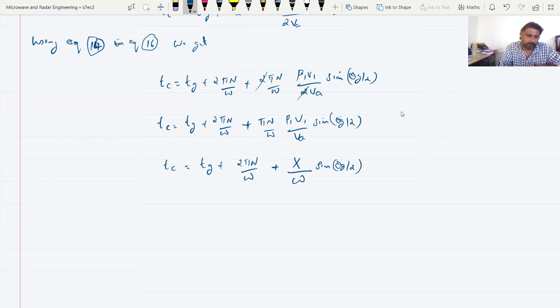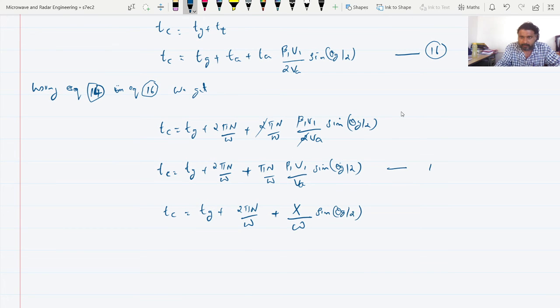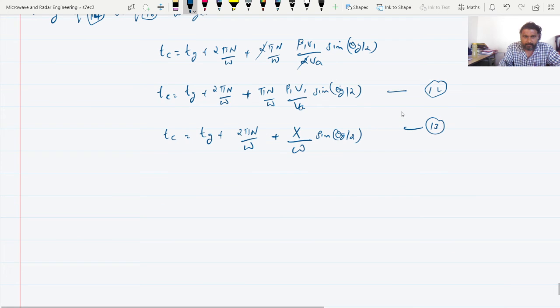I will call this equation 11, this equation 12, and this equation 13. Here I can write x, which is nothing but pi n beta 1 V1 divided by Va, pi n beta 1 V1 divided by Va. This is called the bunching parameter.